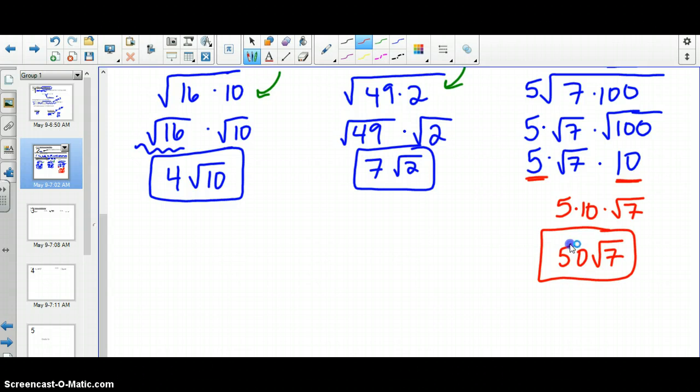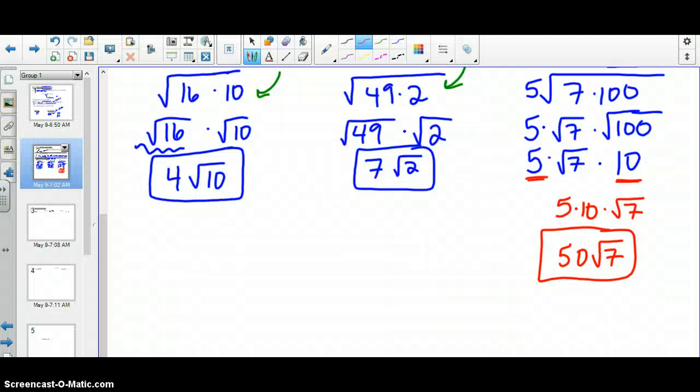So whatever number pops out of the radical, that number is going to stay on the outside and it's going to multiply whatever is already there.